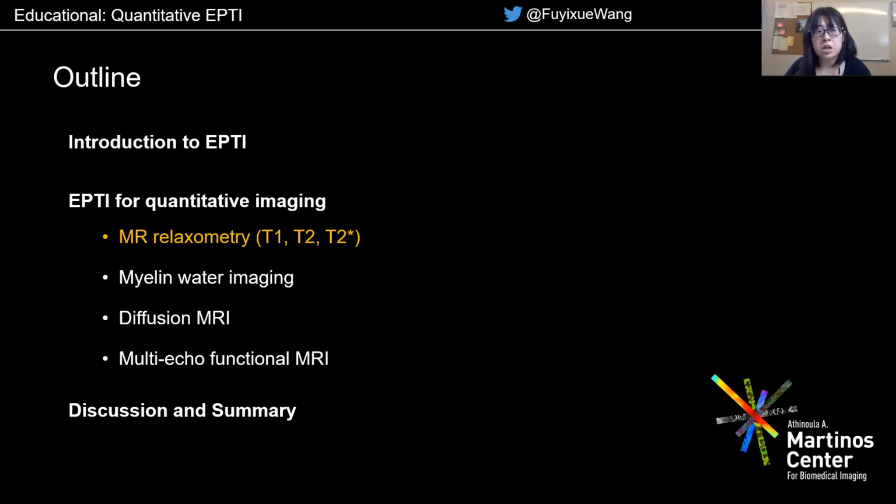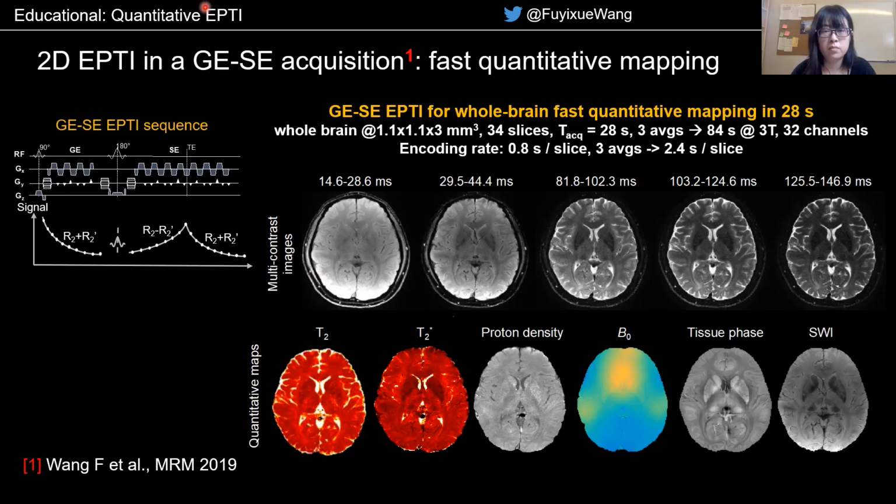Next, I'll talk about EPTI's further development and applications for quantitative imaging, and I'll start with MR relaxometry. Using a 2D EPTI in a gradient echo and spin echo acquisition, we can achieve whole brain fast quantitative mapping in 28 seconds. And here shows the multi-contrast images and also the quantitative parameters, including T2, T2 star, proton density, B0, tissue phase, and SWI, all acquired in the 28 seconds.